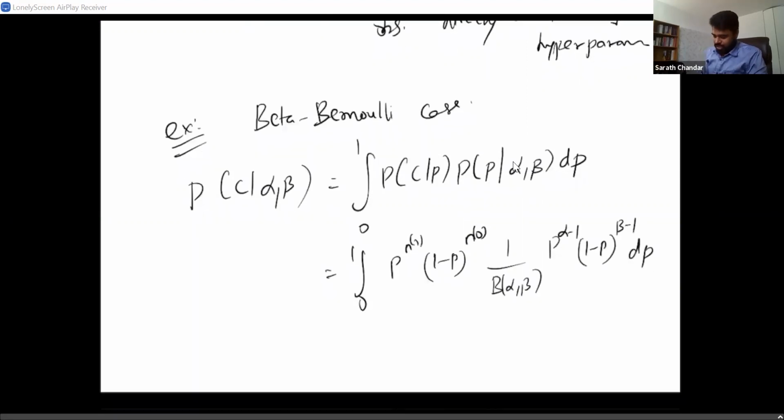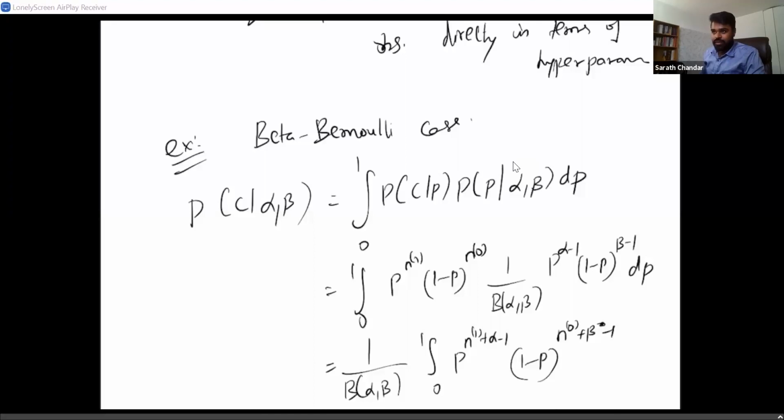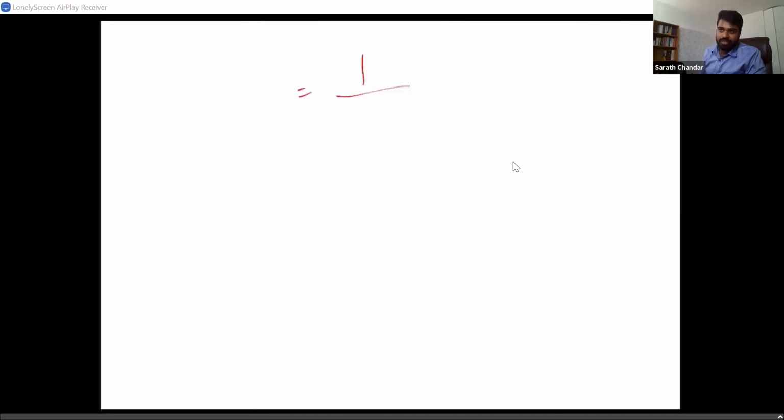right? So now I can just bring the B function outside. So this becomes the integral 0 to 1, P power n1 plus alpha minus 1, 1 minus P power n0 plus beta minus 1 dP, right? Now what is this integral? This integral is the denominator of another beta distribution, right? So the second integral is essentially B of n1 plus alpha, n0 plus beta.